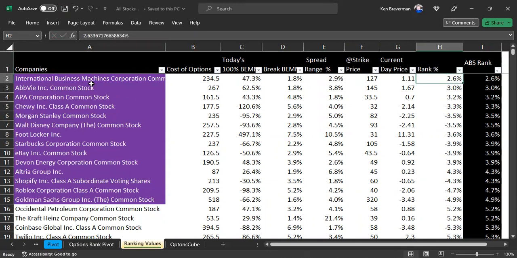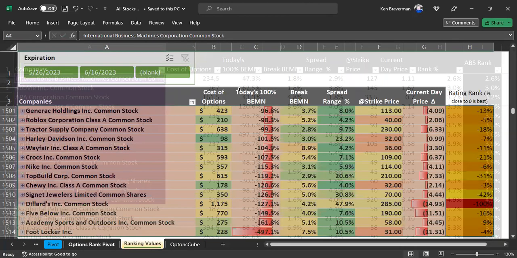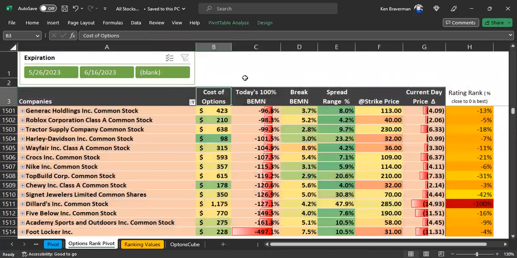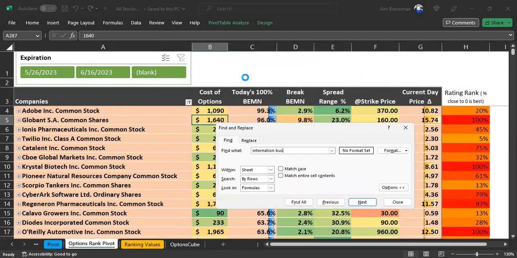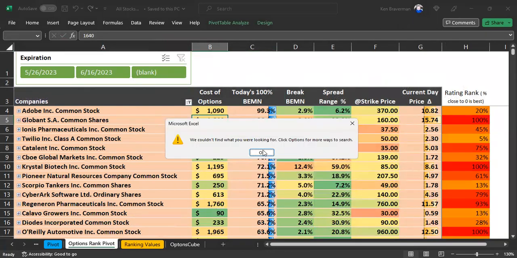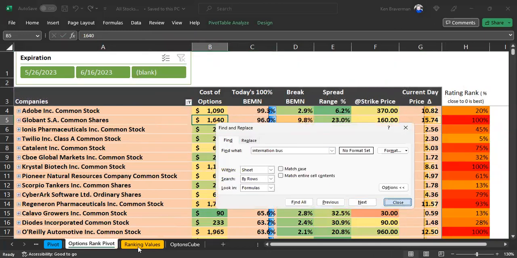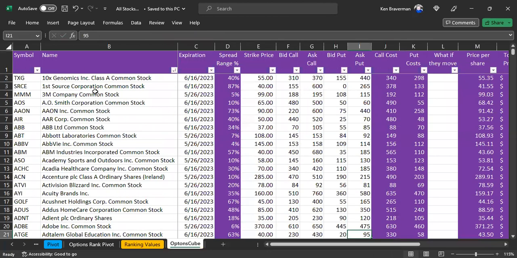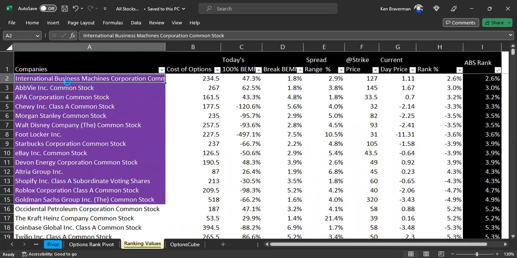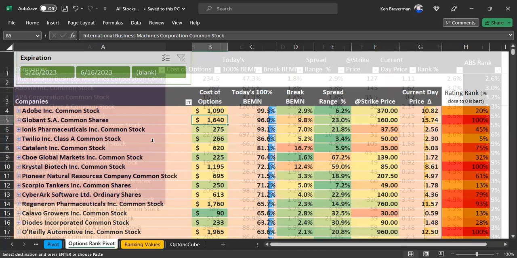So, number one, IBM at a 2.6. IBM was successful last week. And I noticed they had a representative at the hearing in International Business Machines, right? Nope. Tough to find that. Sorry, ranking values. International, I probably spelled it wrong. See where they are on this list.